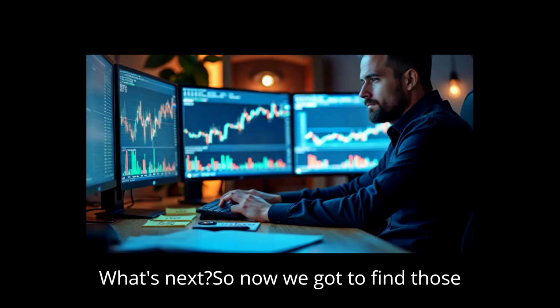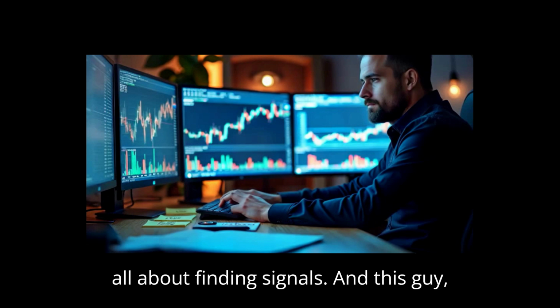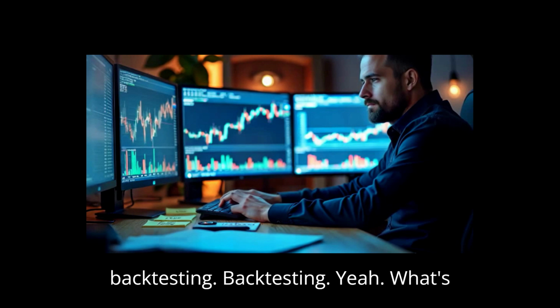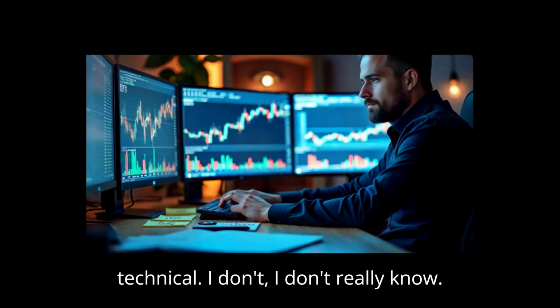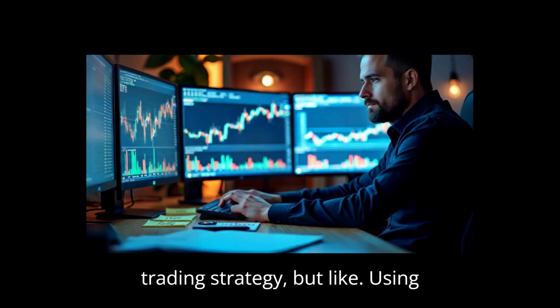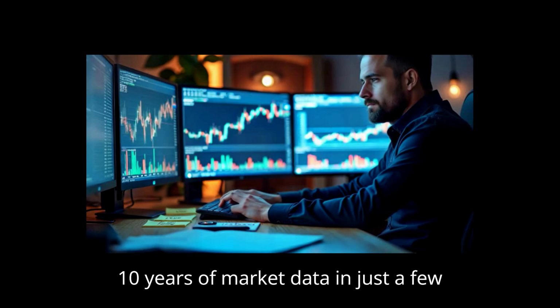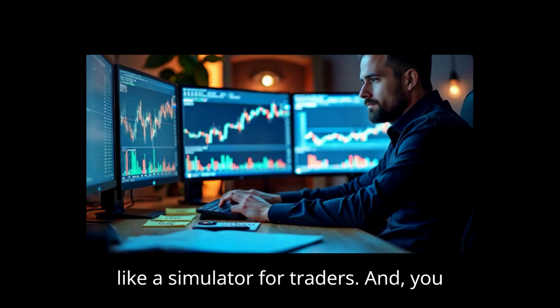What's next? So now we've got to find those good trades, right? Step 2 is all about finding signals. And this guide keeps talking about this thing called backtesting. What's that all about? It sounds kind of technical. So imagine being able to test your trading strategy using 10 years of market data in just a few minutes. That's backtesting. It's like a simulator for traders.